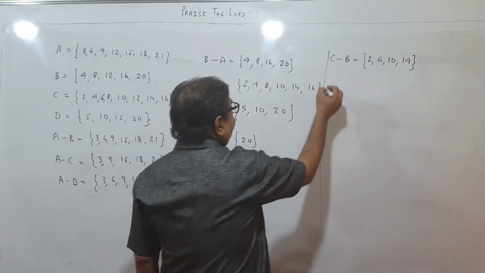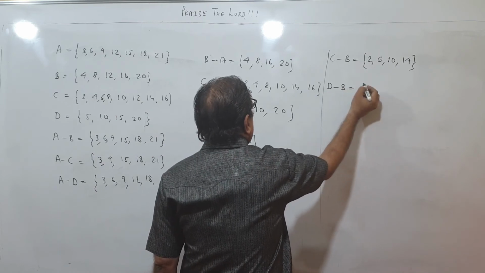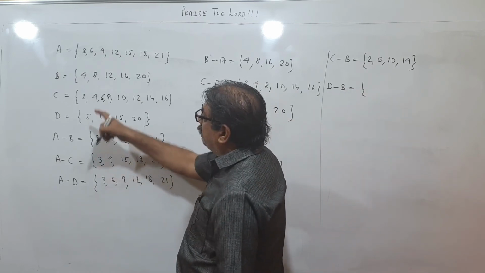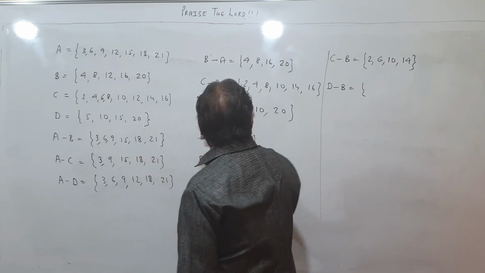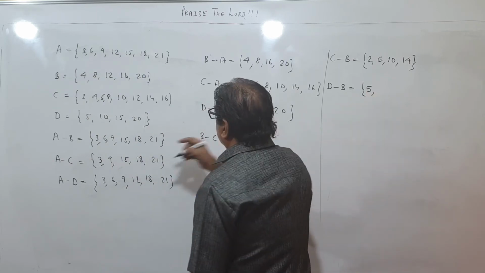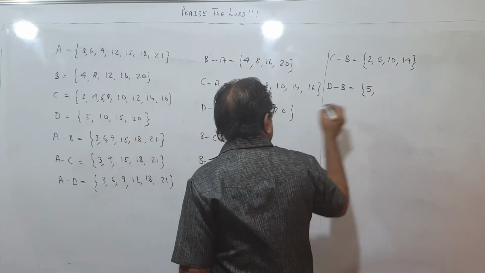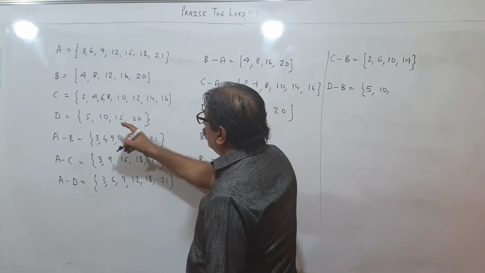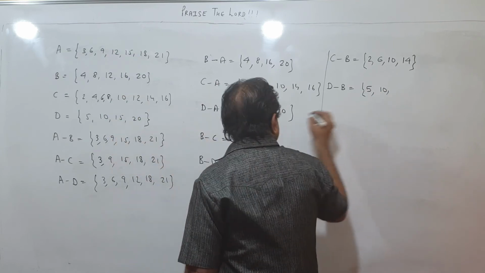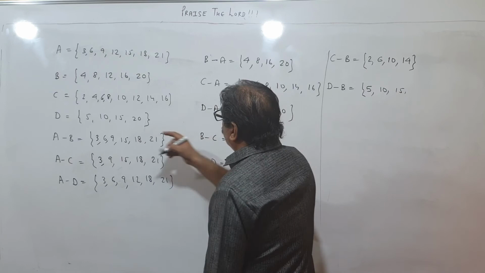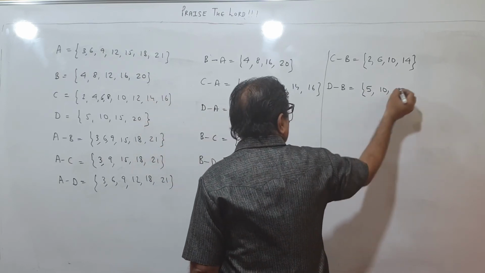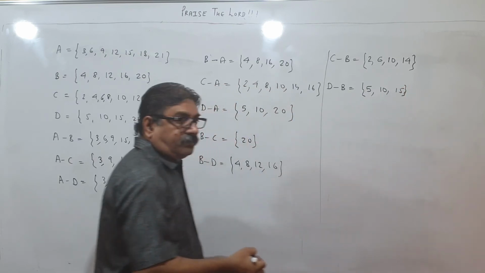D minus B. 5 I can write, it is not here. 10 is not here, so I can write. 15 is not here, so I can write. 20 is here also, so I cannot write. So 5 and then 15.